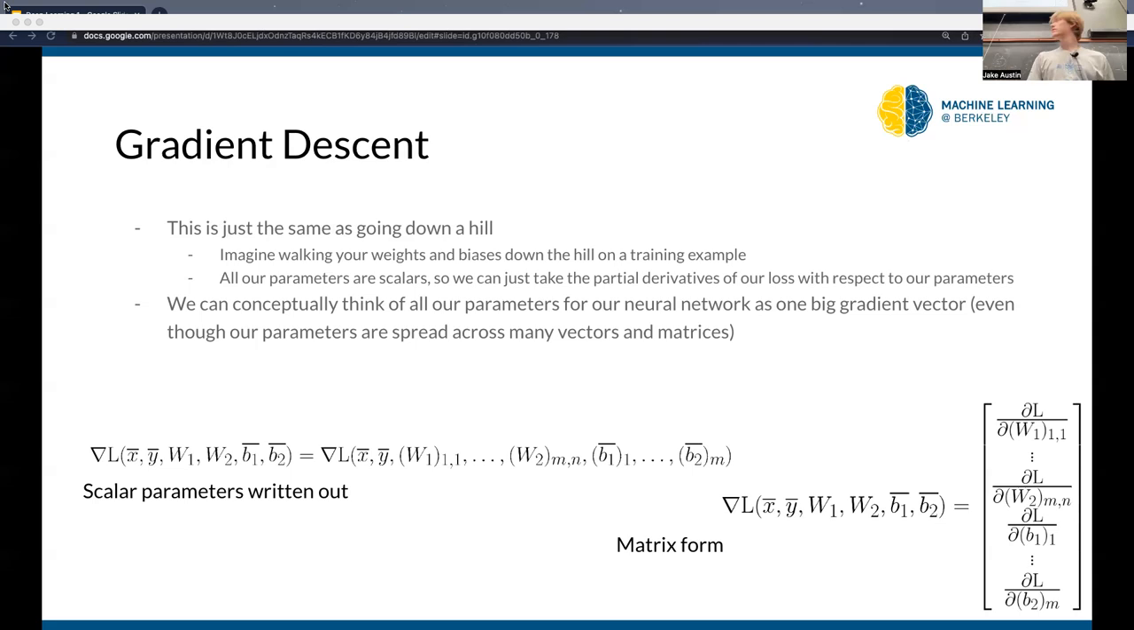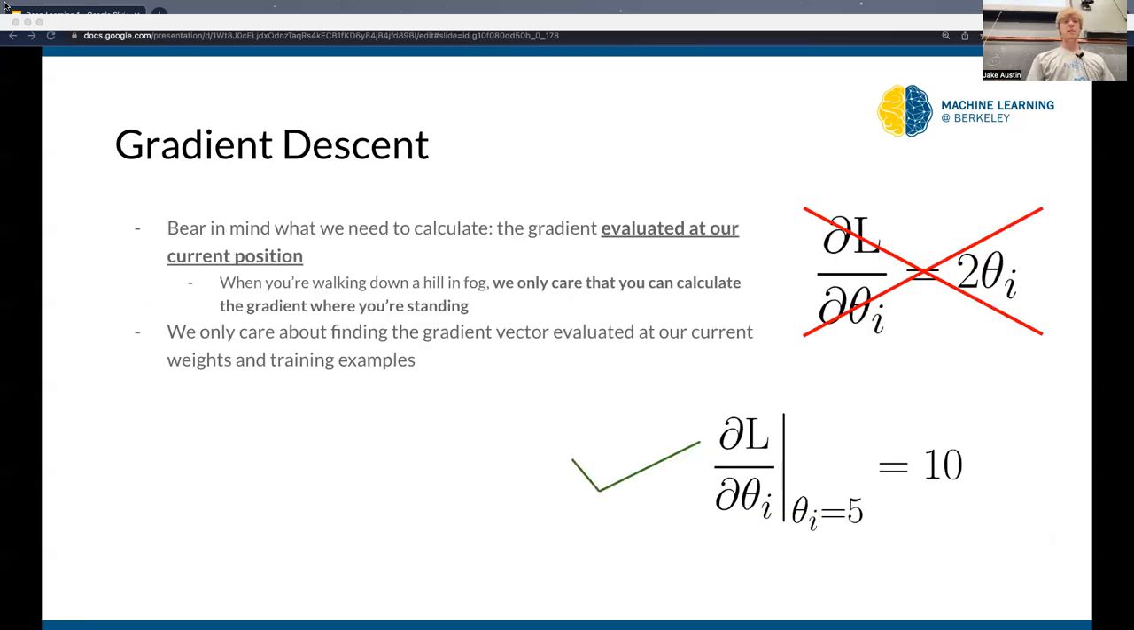So here we've just written it out explicitly. The first weight matrix, its first element. And then so on, the second weight matrix, its last element. All of our bias vectors, all those individual scalars, that's what our loss function is a function of. And there's no reason why we can't just turn it into a Math 53 problem.